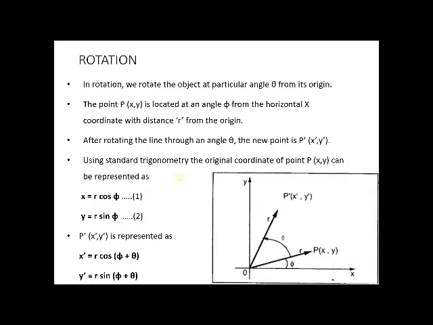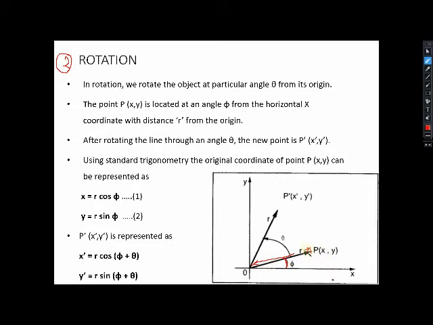Now coming to the second type of transformation. The second type is rotation. Rotation means we are rotating the object at a particular angle from the origin. If we look at a figure, suppose we have a line of length r from the origin, and this line is at an angle of phi with the x-axis. The line is inclined at an angle of phi degrees with the x-axis.